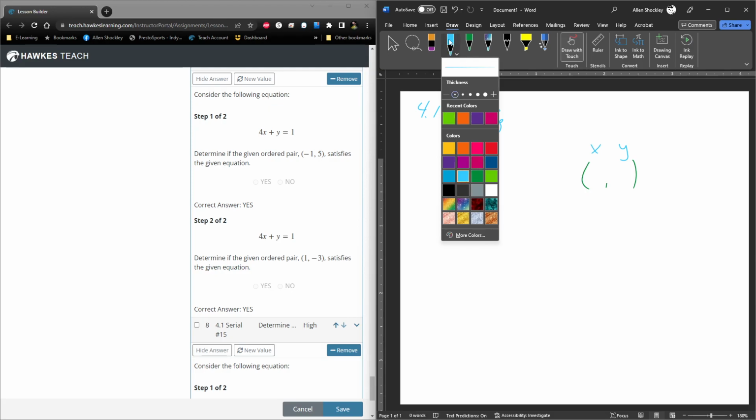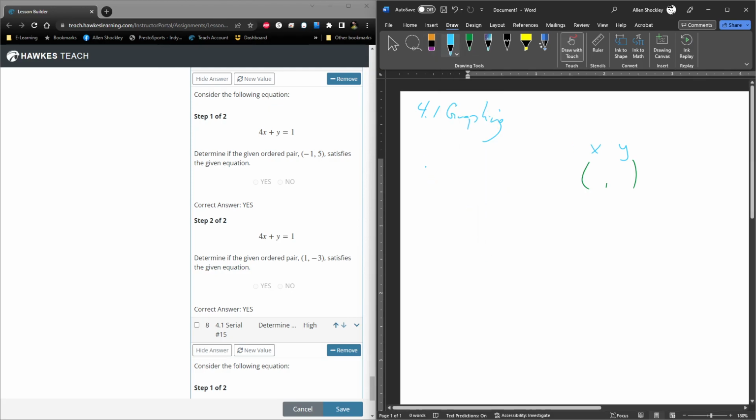So they give us an initial equation of 4x plus y equals 1. And they want us to test, does the ordered pair (-1, 5) work? So in order to do that, we are just going to take this information, plug it into this equation, and see what pops out. So for us, 4 times my x value is -1, plus y is 5, and I'm going to just throw this in parentheses for right now.